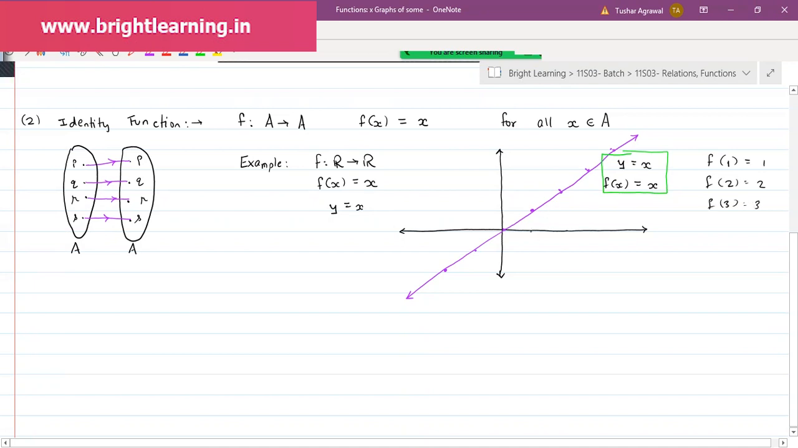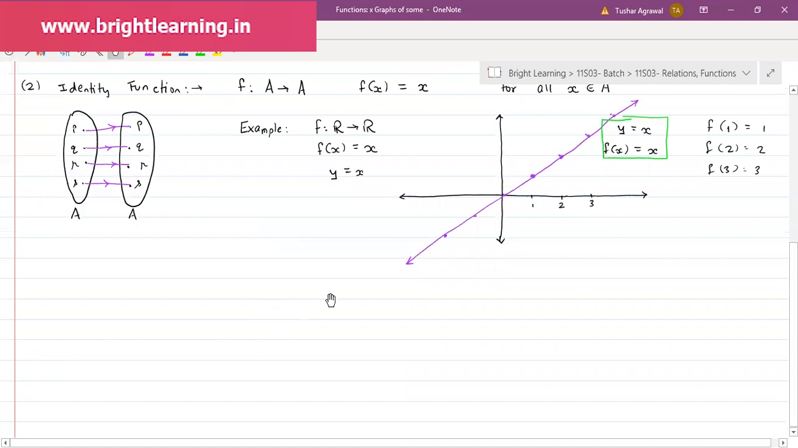So I took x equal to 1. The corresponding image, the corresponding y, is 1. For x equal to 2, I take the corresponding image, and where do I plot the image? On the y-axis. So my corresponding image is 2. For x equal to 3, my corresponding y will be 3. I joined all those points. y equal to x is a straight line. Got it? Yes, sir. Now, this was the identity function.